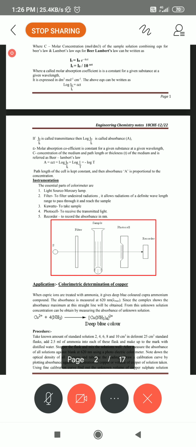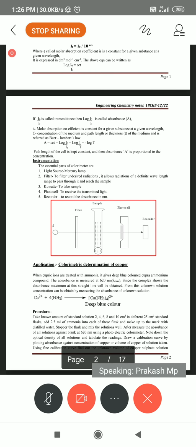Afterwards, the light is passed. From the light source, through the filter, we get the light rays in the visible spectrum, that is 400 to 700 nanometers. Then we pass that light through the cuvette, which should be free from scratches and all impurities. Afterwards the light rays pass on to the photocell, which absorbs that radiation. That absorbance is shown as a number on the recorder. You can note it down.